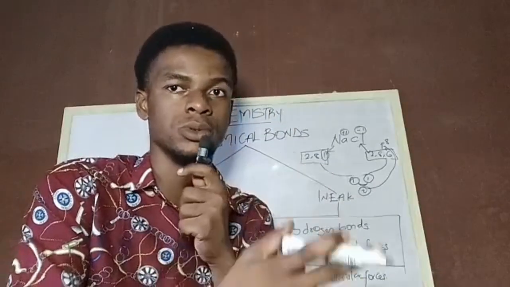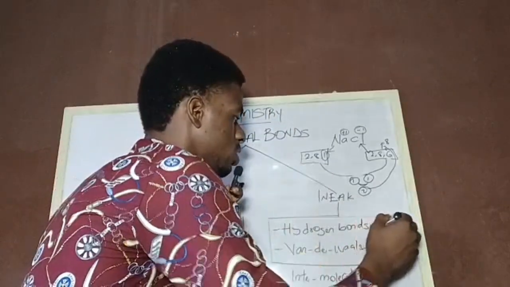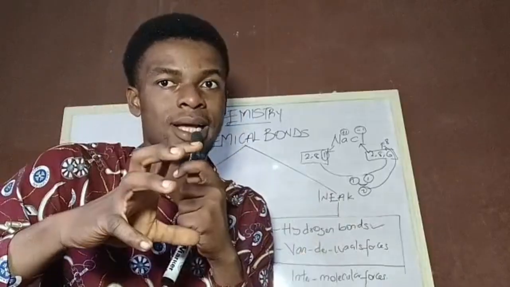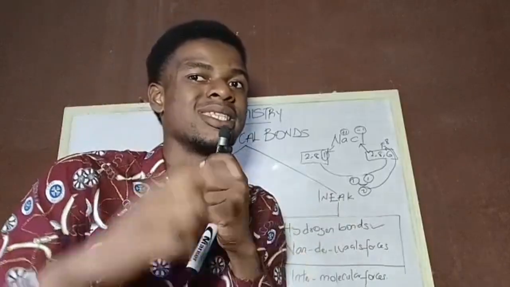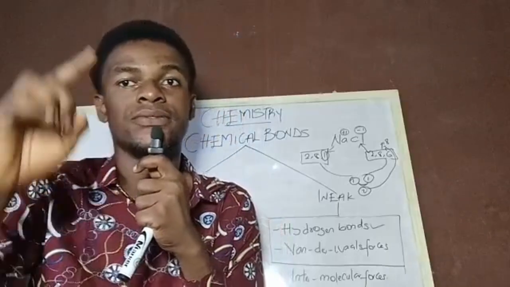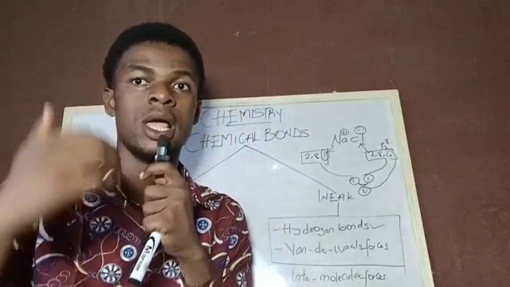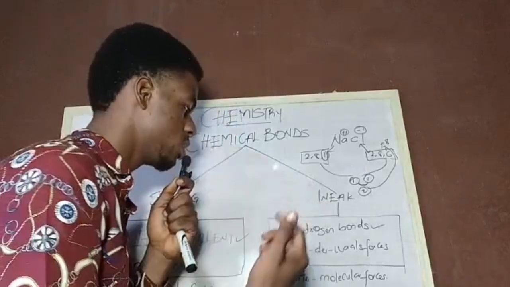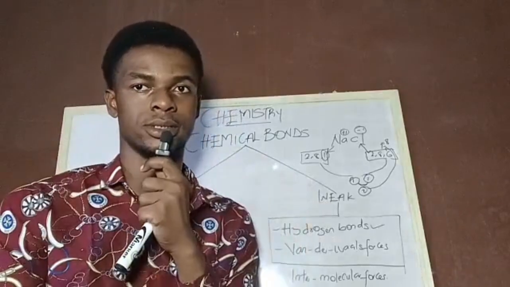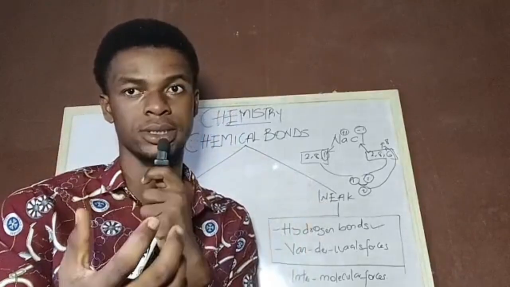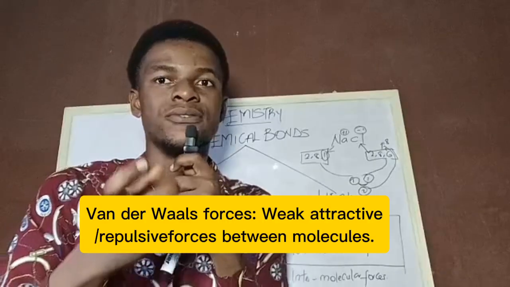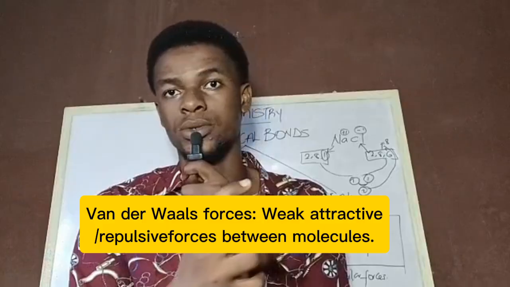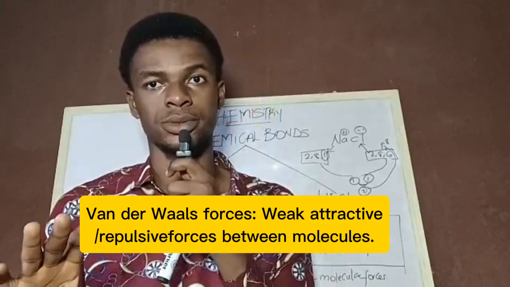What is hydrogen bond? A hydrogen bond is a bond that is formed when hydrogen interacts or reacts with highly electronegative elements like fluorine, bromine, that is for hydrogen bonds. So now we have van der Waal forces. What are van der Waal forces? Van der Waal forces is the force that is formed between discrete molecules or discrete particles.